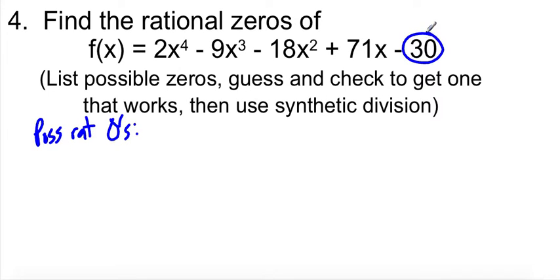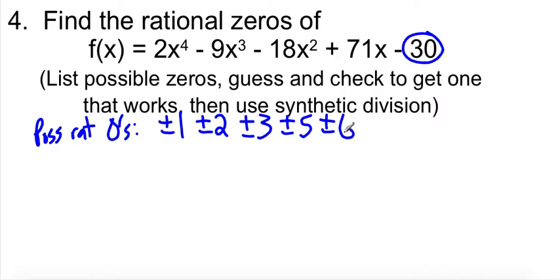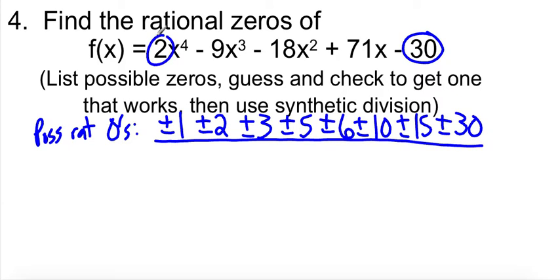So we take our constant term and we list all of the possible factors. So plus or minus 1, plus or minus 2, plus or minus 3, does 4 work? No. 5 does. 6 does. 10, 15, and 30. Okay, I think I got all of those. Divided by all the factors of 2. The factors of 2 are 1 and 2. Plus or minus 1, plus or minus 2.